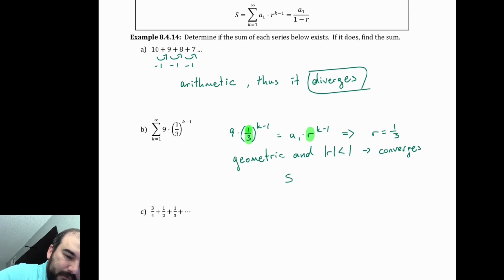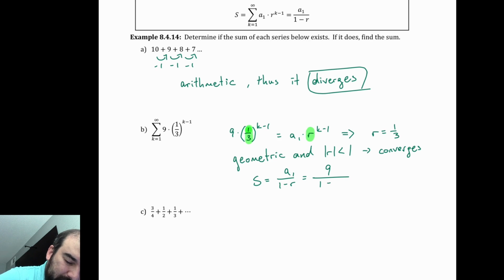And the sum, like the actual sum, if I added all of the terms of the series together, will follow the formula a1 over 1 minus r, which we can find the first term by plugging in 1 into this k. 1 plugged into here, 1 minus 1 is 0, 1/3 to the 0 power is 1, so we just get 9 for the first term.